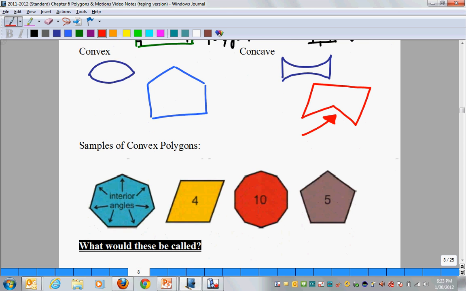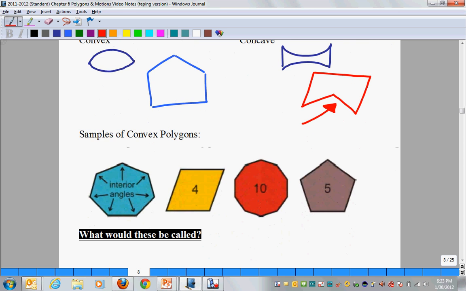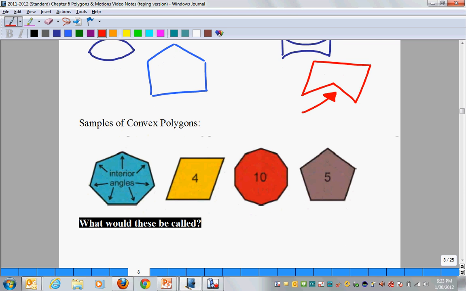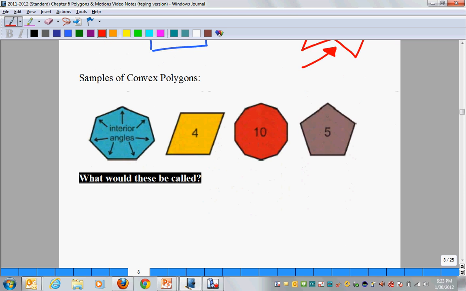So here are some examples of convex polygons. I would like you to try to name these. Pause the video, name them, start the video again.